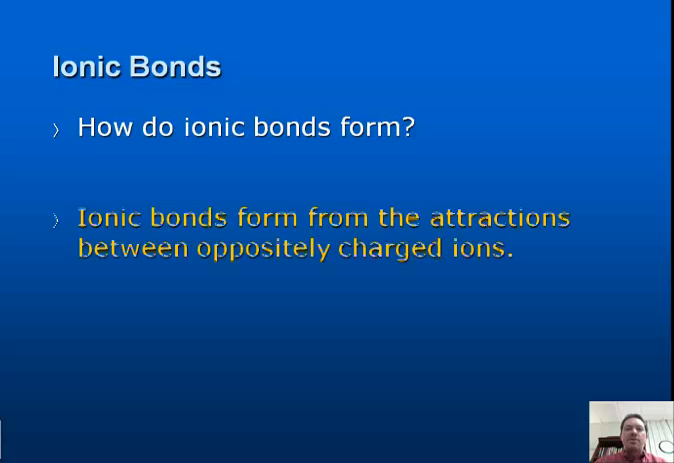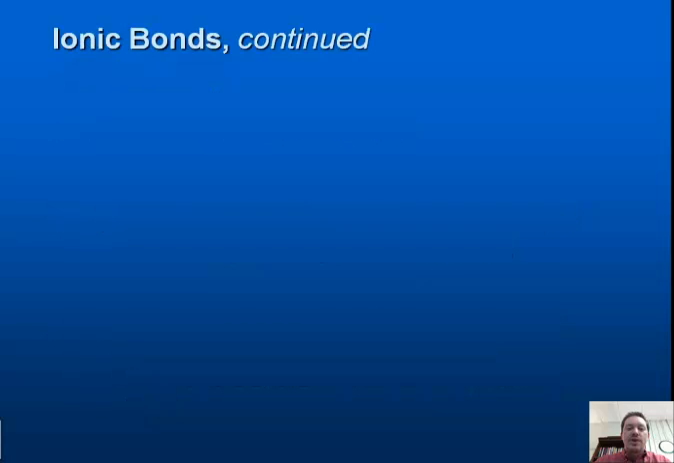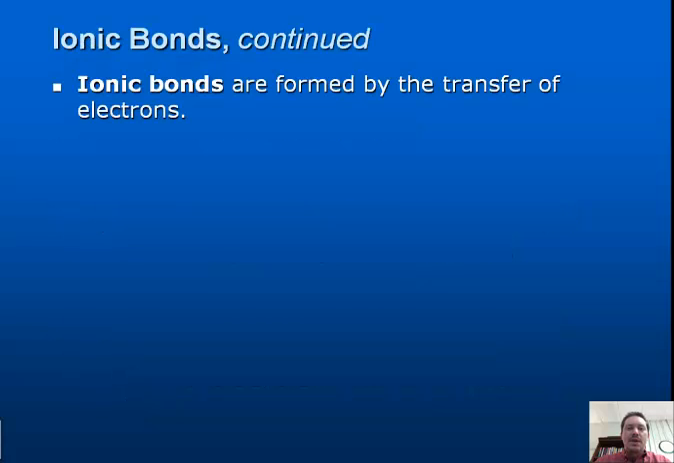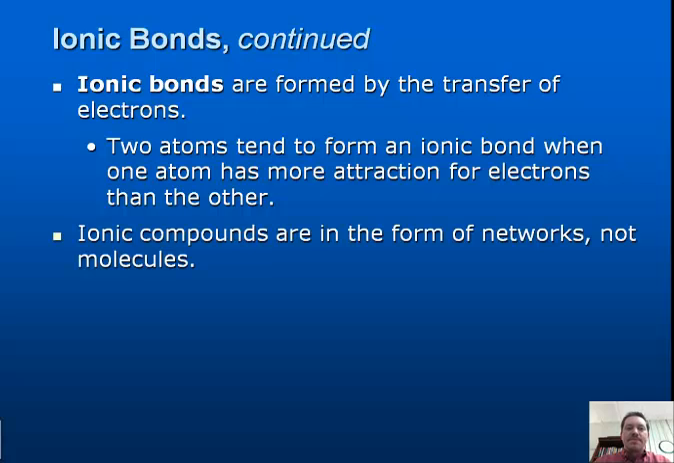Alright, so how do ionic bonds form? Ionic bonds form from the attraction between oppositely charged ions. An ionic bond, just for definition purposes, is the attractive force between oppositely charged ions, which form when electrons are transferred from one atom to another. Ionic bonds are formed by the transfer of electrons. So two atoms tend to form an ionic bond when one atom has more attraction for electrons than the other.